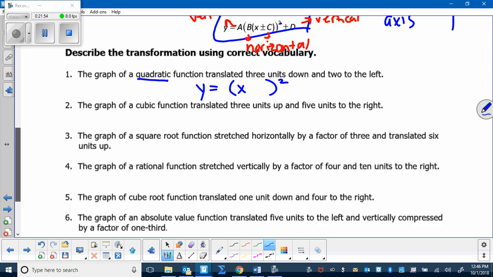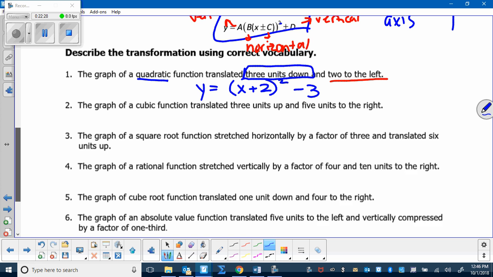I leave space because I don't know if there's a horizontal shift or anything. It's got to be translated 3 units down. That's a vertical, so that's got to be outside. Down is minus. 2 units to the left is horizontal, so that has to be inside the parentheses. And this is opposite what you think. So in life, left is negative, but here, left is positive. Okay, so x plus 2 squared.